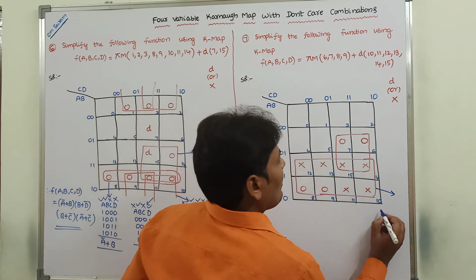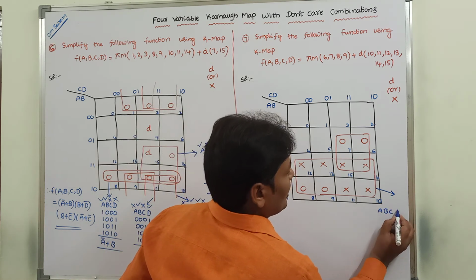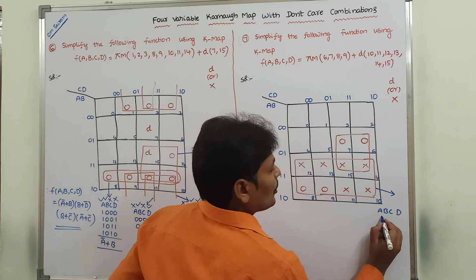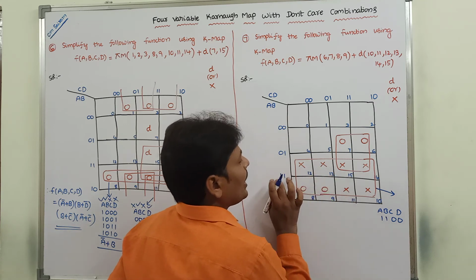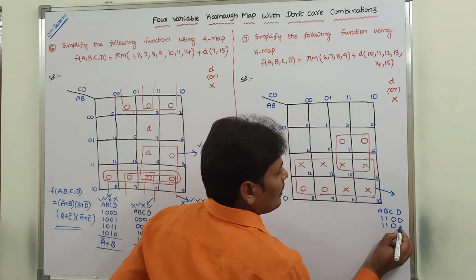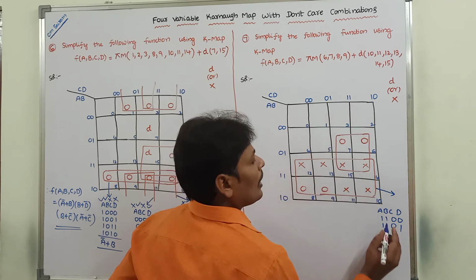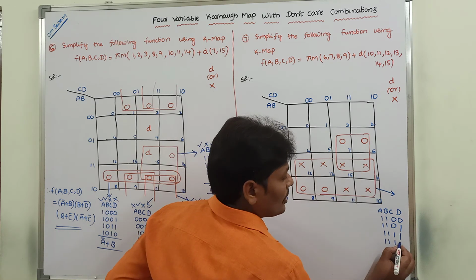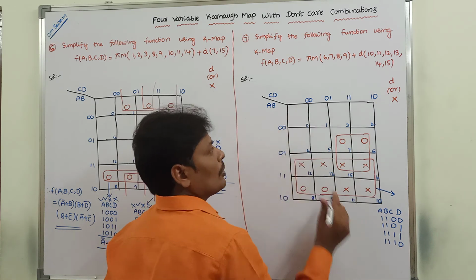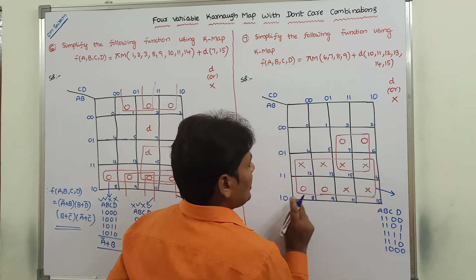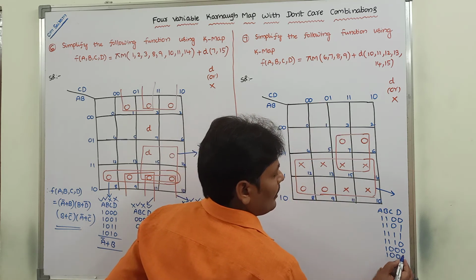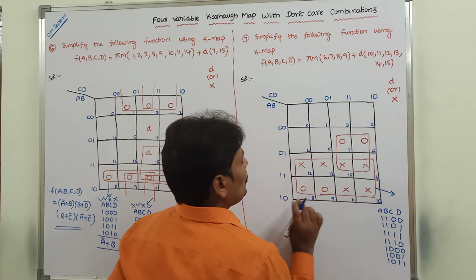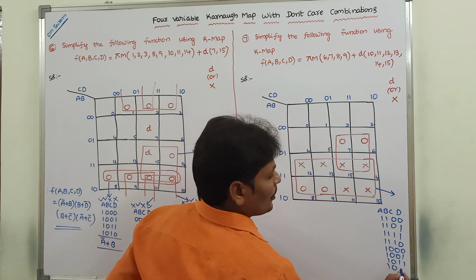I am writing A, B, C, D. For this don't care, row wise 1 1, column wise 0 0. For this don't care, row wise 1 1, column wise 0 1. For this don't care, row wise 1 1, column wise 1 1. For this don't care, row wise 1 1, column wise 1 0. For this 0, row wise 1 0, column wise 0 0. For this 0, row wise 1 0, column wise 0 1. For this don't care, row wise 1 0, column wise 1 1. For this don't care, row wise 1 0, column wise 1 0.